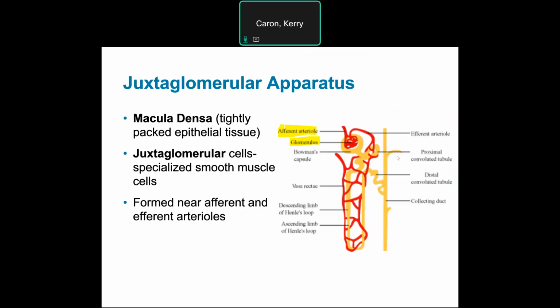Okay, this is a wonderful word. Juxtaglomerular apparatus. Okay, what is that? So it's specialized smooth muscle cells, and they are formed near the blood vessels, the afferent and efferent arterioles that are near the glomerulus. The macula densa are tightly packed epithelial cells. So we're going to talk about what the glomerular cells do.